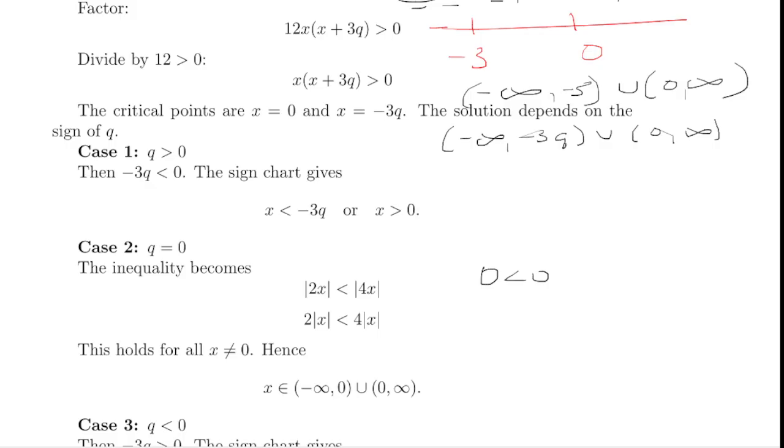Another way to think about this is we can divide both sides by the absolute value of x, since we know it doesn't work for x equals 0, and we get 2 is less than 4. So this always works as long as x is not 0. So that's why we get x to be between negative infinity and 0, union 0 to infinity.